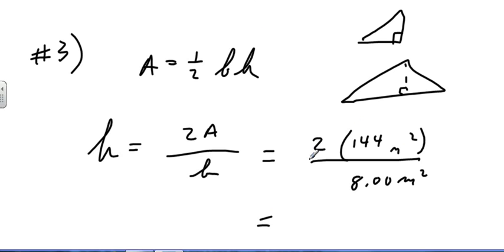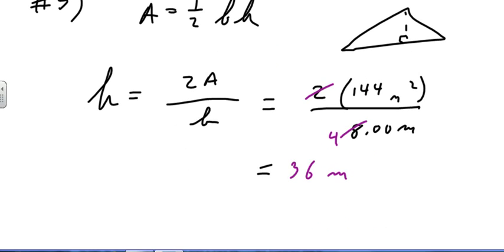All right, well, let's see. 2 goes into 8, giving me a 4. 4 goes into 144 36 times, 36 meters. And one of these isn't squared. Which one isn't squared? The 8, the height isn't squared. All right, that's good. And we say, well, do I believe that 2 times 144 divided by 8 equals 36? Okay, lucky guess. And we'll move on to 31.